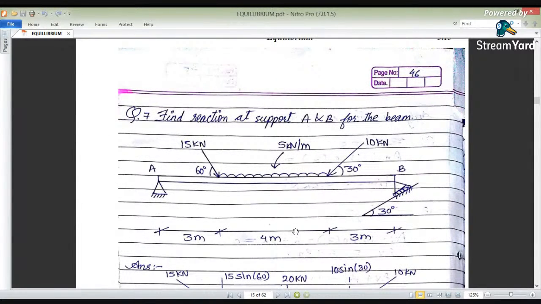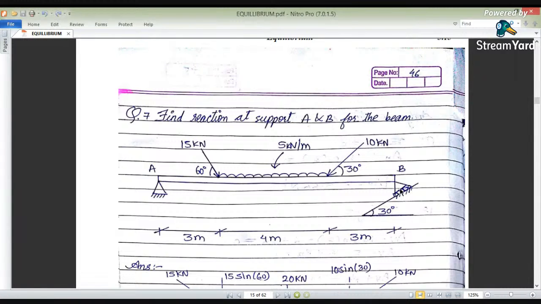Again, here there is a somewhat different case, in which there is a UDL with two inclined loads. Here this load is making an angle of 60 degrees with horizontal. Here this load is making an angle of 30 degrees with horizontal. Here the A support is a hinge support, whereas the B support is a roller support. But this roller is moving along an inclined plane which is making an angle of 30 degrees.